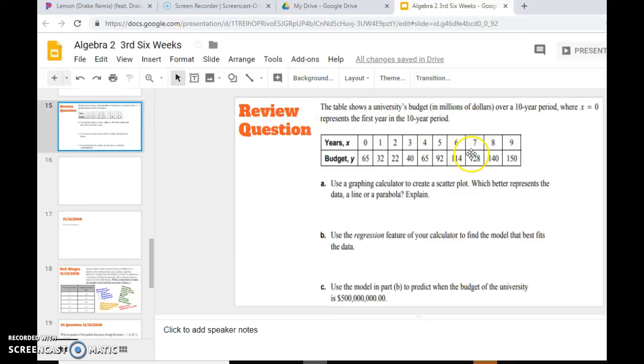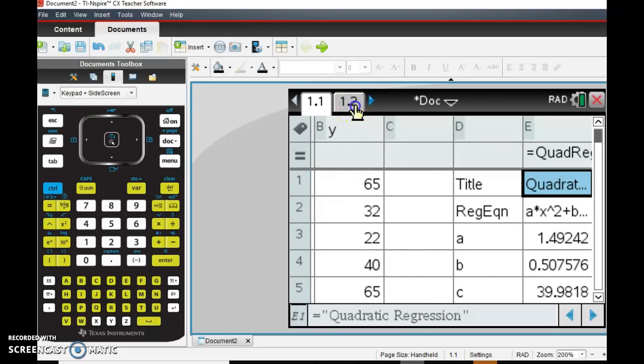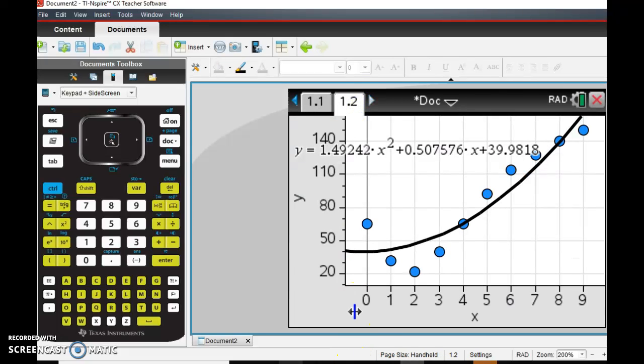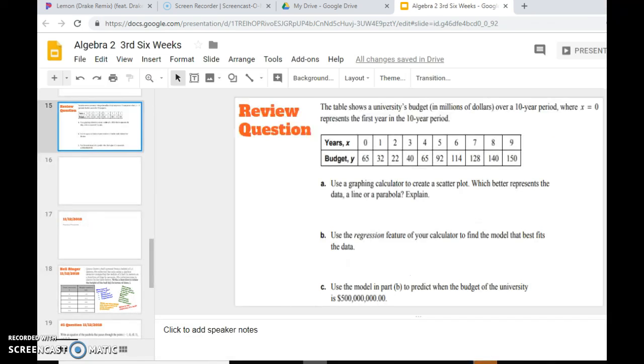and how we would put it into the calculator to get ourselves a scatter plot, which is there. Let me go back and answer the question. It says use a graphing calculator to create a scatter plot. Done. Which best represents the data, a line or a parabola?